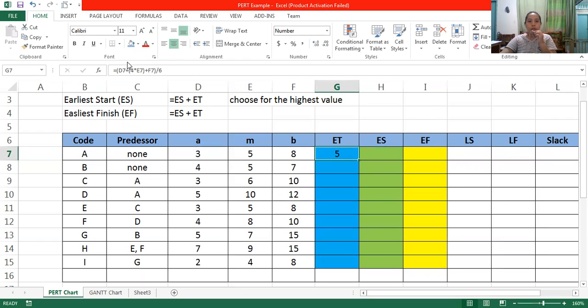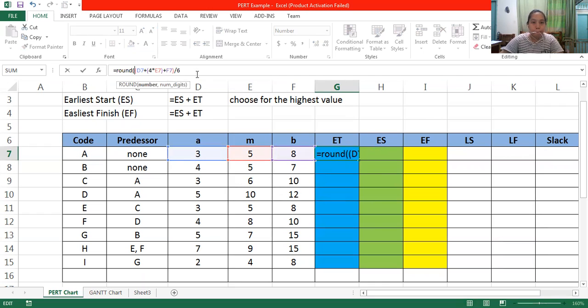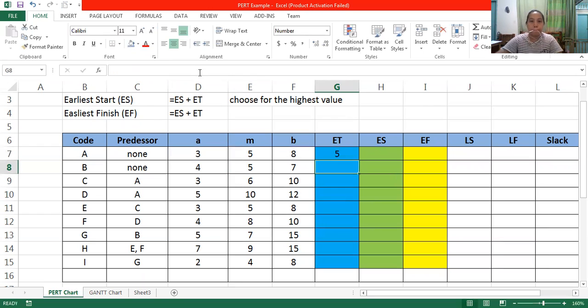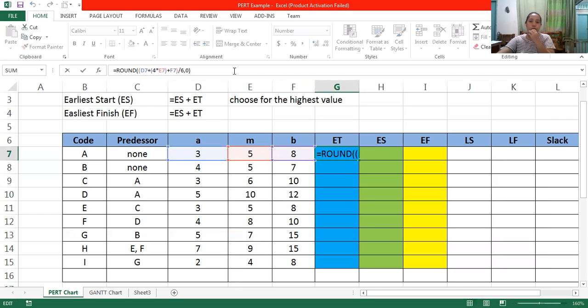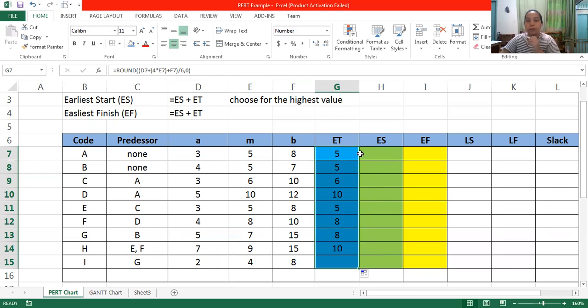So we're going to round it off to a whole number. So that is 5. Rounded off to a whole number, which is 5. If we don't round it off, Excel computes it with a decimal. So we're going to autofill, because in Excel you could use autofill automatically.